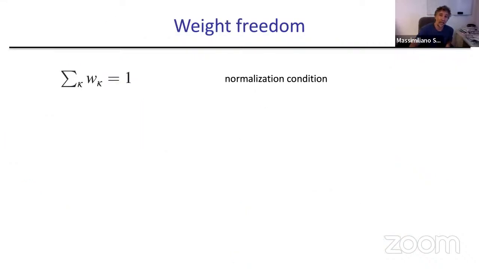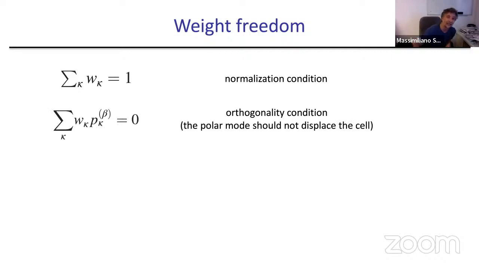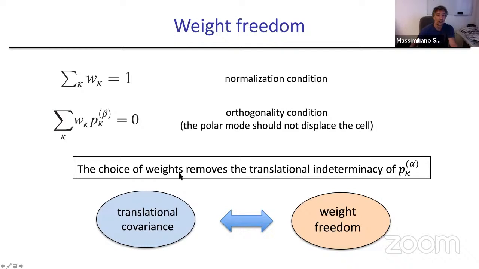And what happens is that the weights, in a way, determine what is the center of mass of my polar mode, because there is this orthogonality condition between the polar and the acoustic mode that must be satisfied. And in a hand-waving manner, we can state this as saying that the polar mode should not displace the cell. So the translational covariance that I discussed before can be equivalently expressed as a weight freedom.